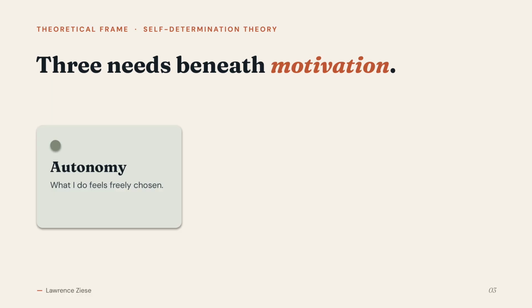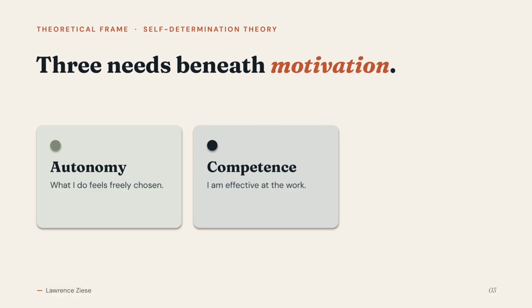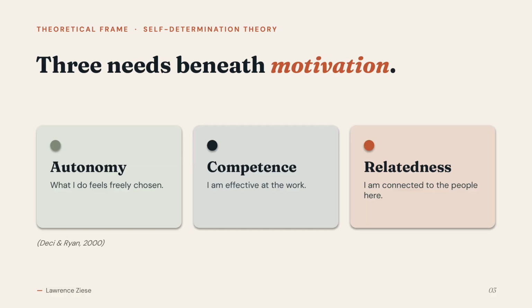My lens is self-determination theory. Deci and Ryan in 2000 argued that motivation and well-being rest on 3 innate psychological needs: autonomy, the sense that what you do is freely chosen; competence, the sense that you are effective at your work; and relatedness, the sense that you are connected to the people around you.